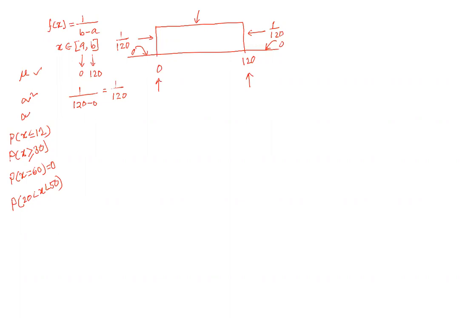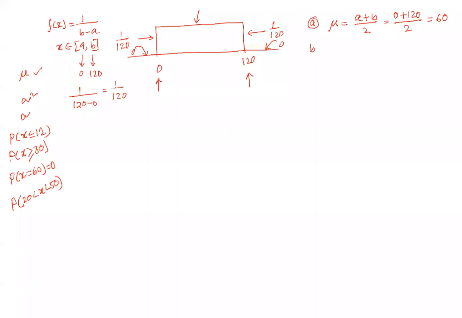So now let's go ahead and answer each of these questions. A, find mu. But remember, mu is equal to a plus b divided by 2. In our case, 0 plus 120 divided by 2, which is 60. So 60 minutes. On the average, a person may expect to wait about 60 minutes for the alarm to ring.